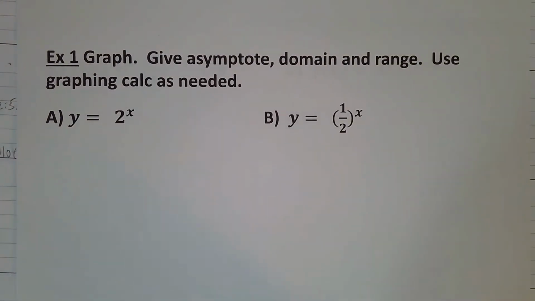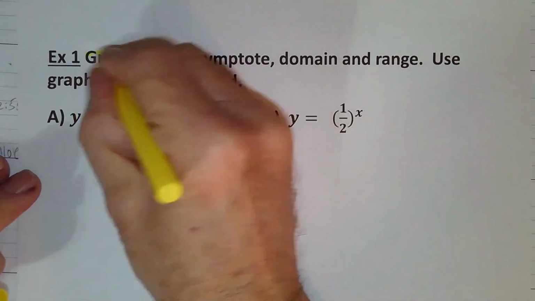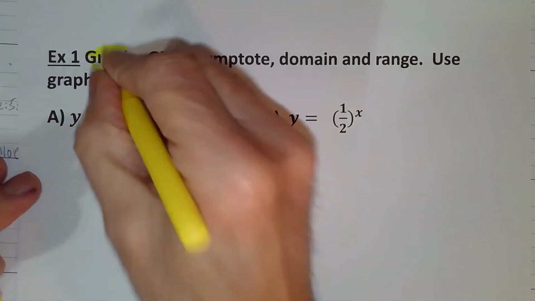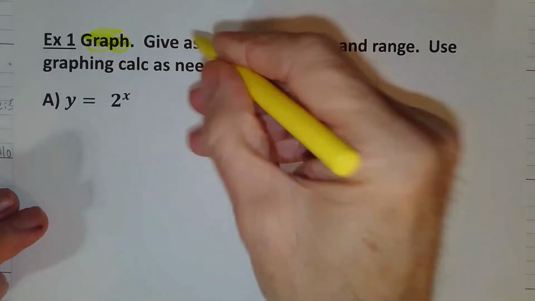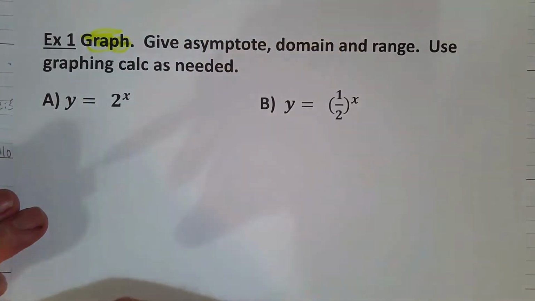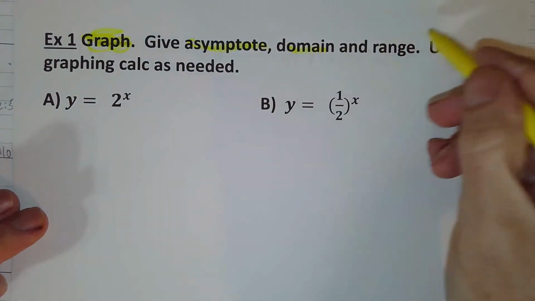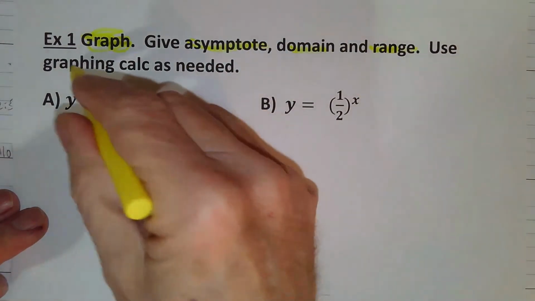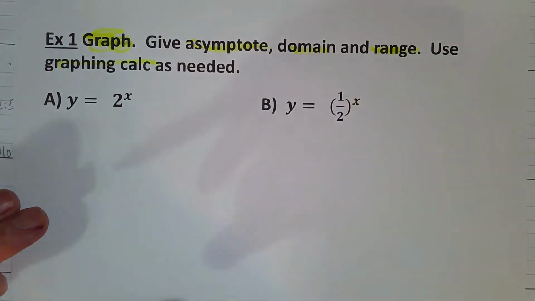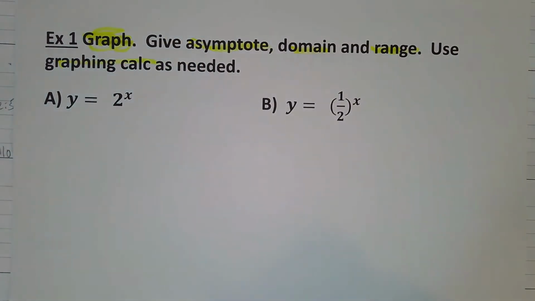Okay, so what are we doing here? We're going to graph. This is one of the big things that we're covering here, graphing. And then they want you to provide the asymptote and the domain and the range. And you may use a graphing calculator if and as needed. And I will tell you that you should use a graphing calculator. It makes it much easier to do these.